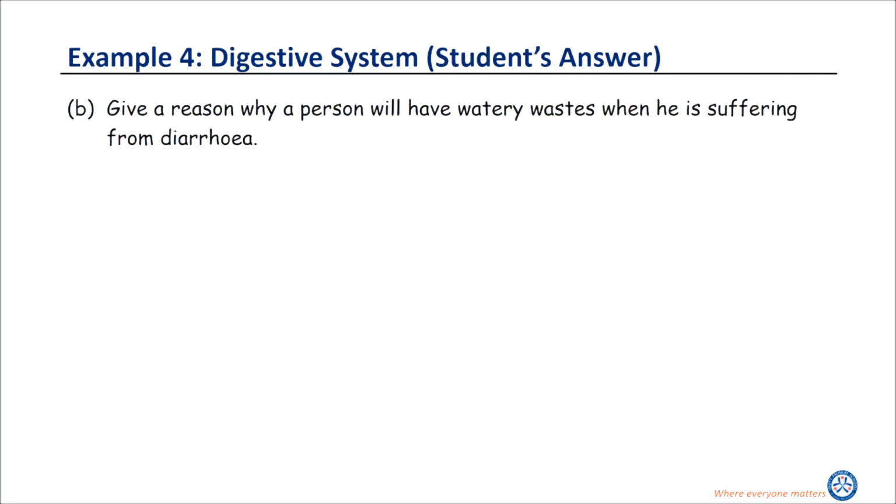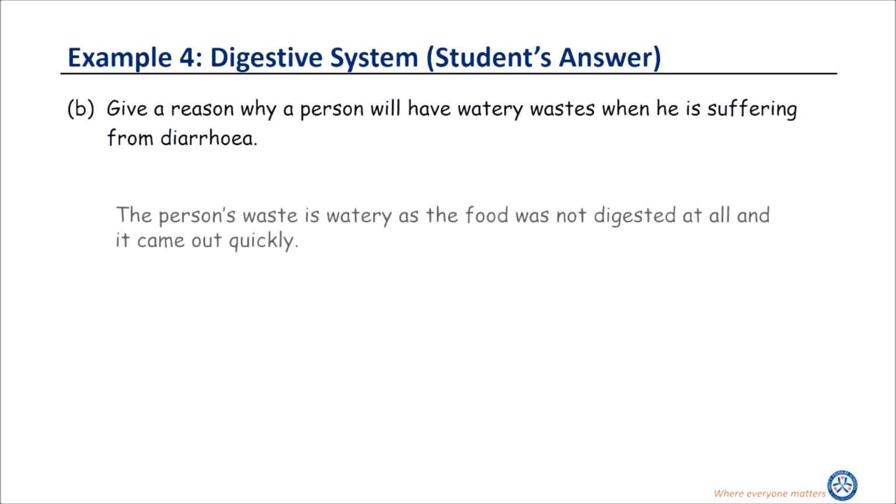Let's look at the second question of example 4. Give a reason why a person will have watery waste when he's suffering from diarrhea. Now for this question, the aim is to apply the knowledge that they have learned to something that they have experienced so that they can make a connection. Let's look at the student's answer.